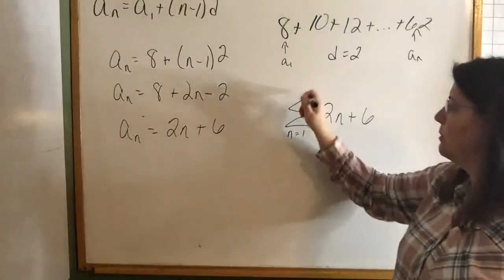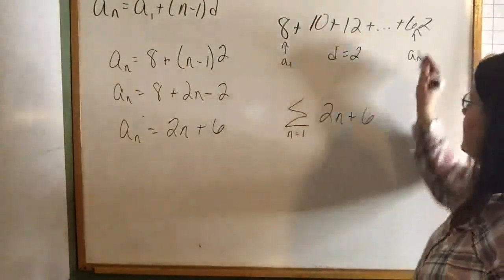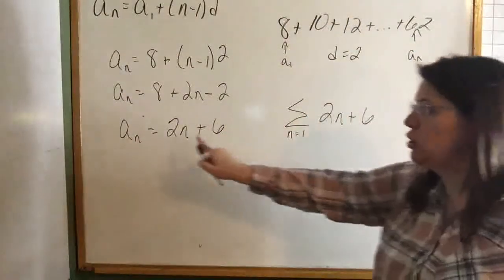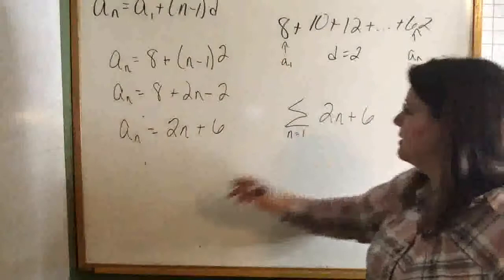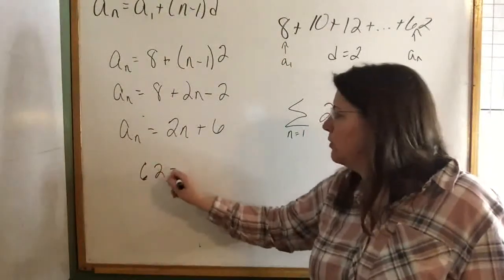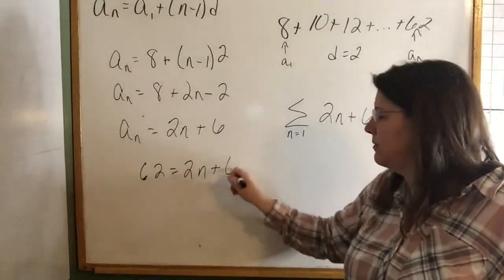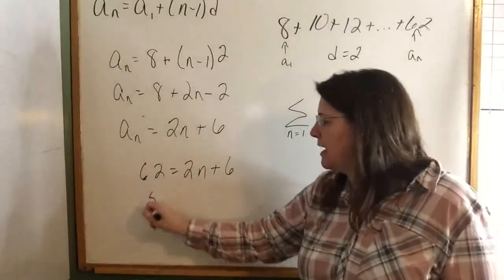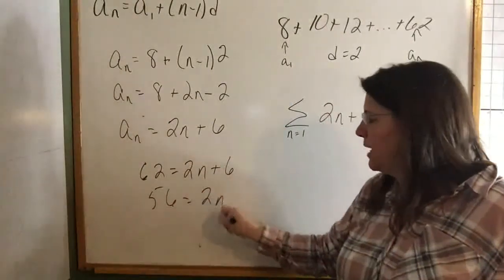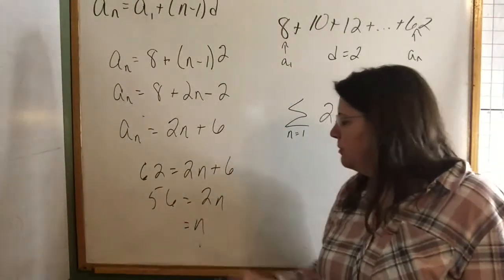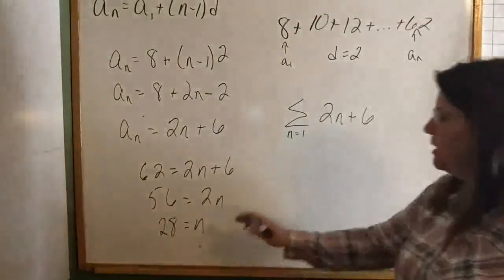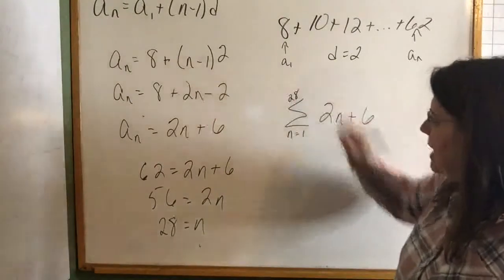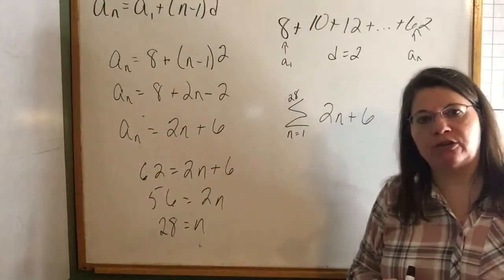Then, to determine the number that goes up here, I set my a sub n equal to my formula. So, a sub n is 62. So 62 equals 2n plus 6. If I subtract 6, that gives me 56 equals 2n. And if I divide by 2, that gives me n is 28. N is 28. That will be my top number in my sigma notation problem.